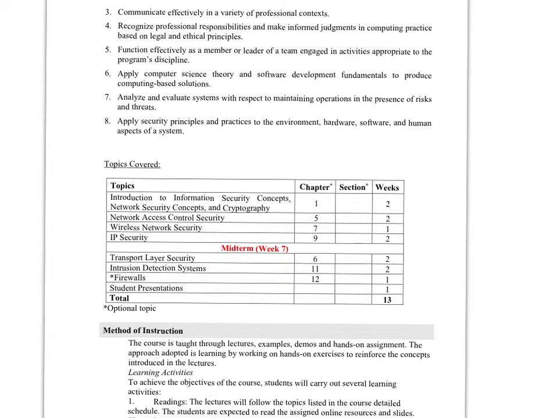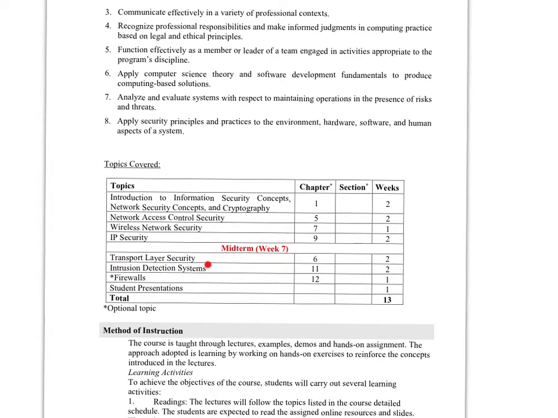By that time, we will have covered all the security services and all the common layers that we know about: network access layer, network layer, transport layer, and so on, and also application layer. Then we're going to go through system level security.